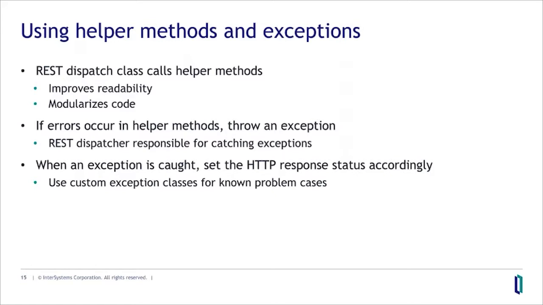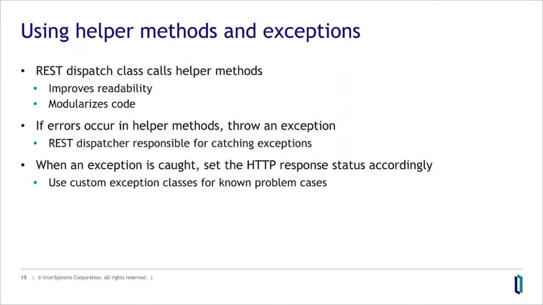And we're going to have modularized code. It's always better to have less code than more. There's less chance of bugs being introduced. It's easier to test things. If we have errors come up in these helper methods, these utility methods, let's just throw an exception instead of trying to deal with the error right there. And the dispatcher will be responsible for catching those exceptions. We'll have a try-catch block in each case.